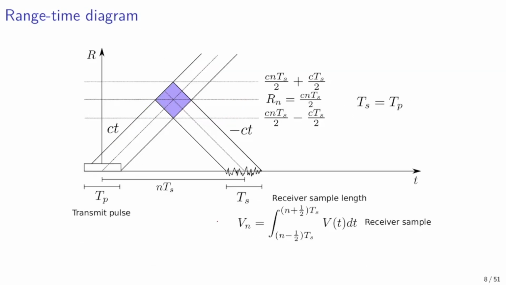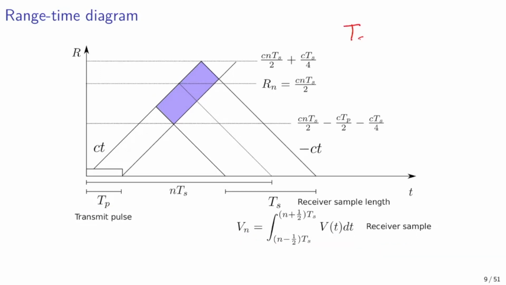Let us now investigate the effects of different receiver filter length t sub s and transmit pulse length t sub p. A simple model for a receiver filter is shown in the integral. A discrete time complex voltage signal, sample n, is obtained by integrating the continuous time complex voltage signal. In this first example, I have replicated the earlier case where the transmit pulse length and the receiver filter length were equal.